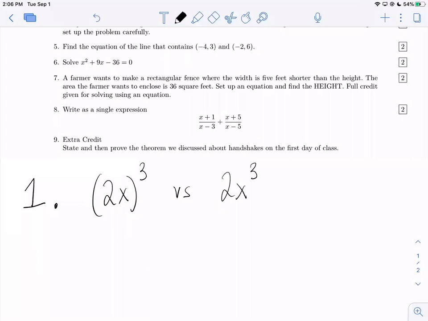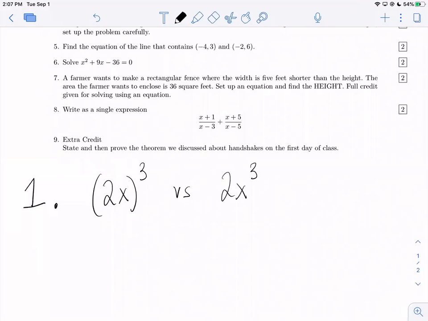Amy, yeah, go ahead. So on the first one, the power of 3 goes to the 2 and the x. But on the second one, it's only attached to the x. Exactly. Nice. Perfect. Thank you. Whatever is in parentheses, the parentheses always is more important in PEMDAS. The parentheses comes first, then the exponent.